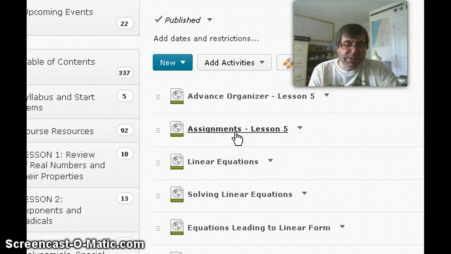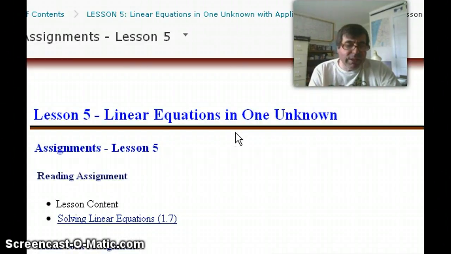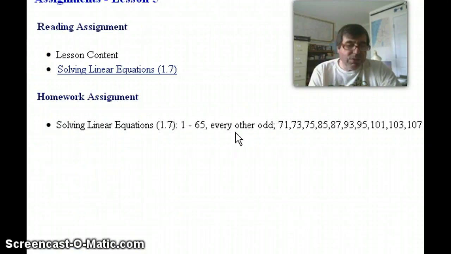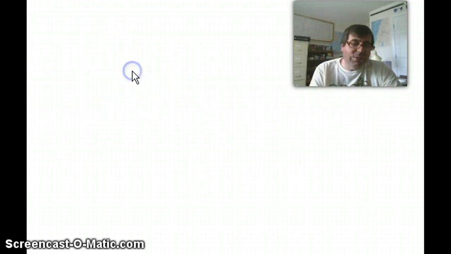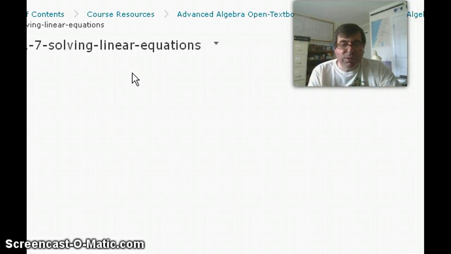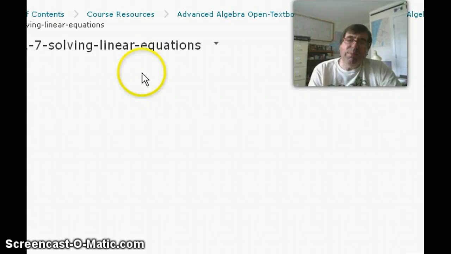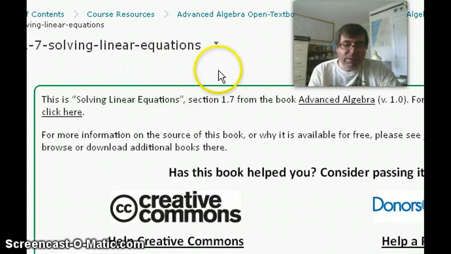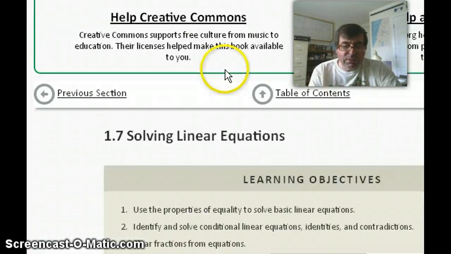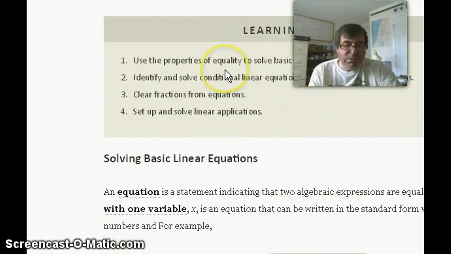All right, so here's assignments, lesson 5. Let's click on that. Again, you have your readings, and right here, finding linear equations. Then you have your assignments. Let's take a brief moment and look at that part of the textbook. You've got to love the textbook. You have to love that you don't have to spend $200 like many students do to buy a textbook.